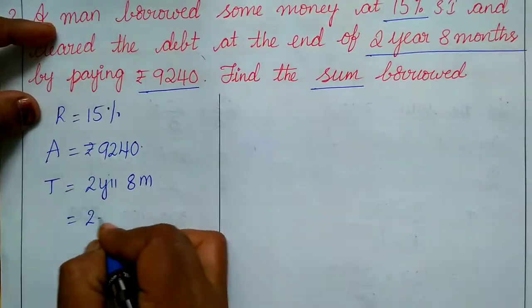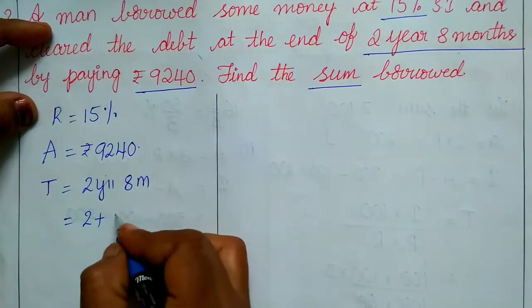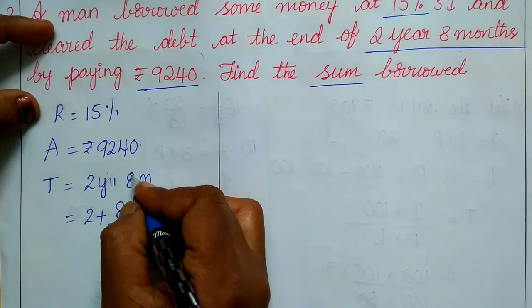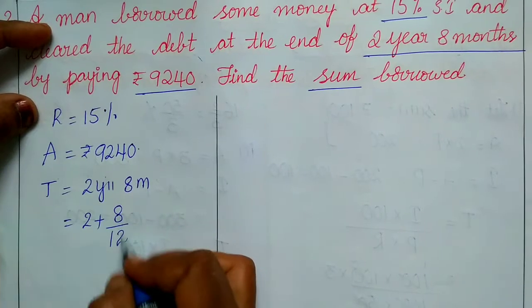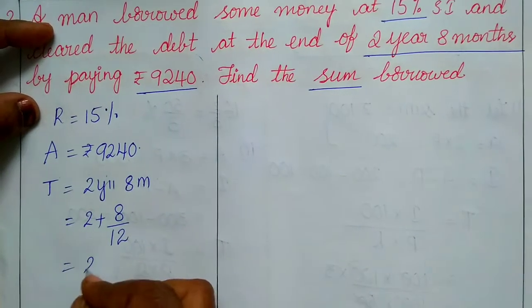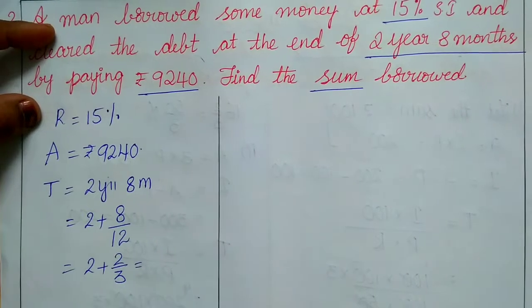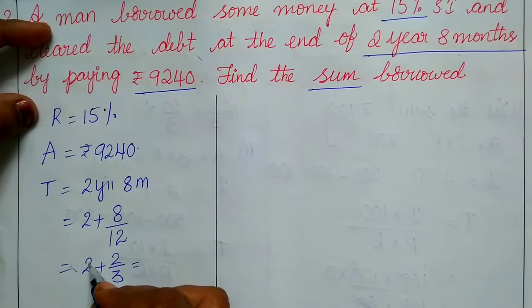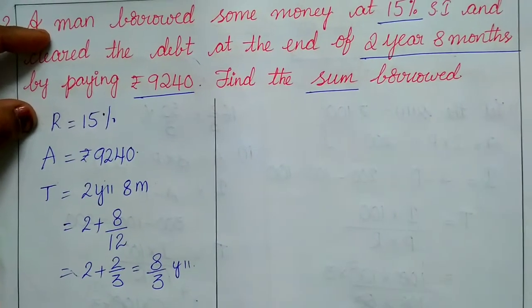Years we keep as they are, but if time is in months, we have to convert those months into years. So just divide 8 months by 12, because 1 year is 12 months. So 2 plus 8 by 12, which is 2 plus 2 by 3. Imagine a mixed fraction and convert it to an improper fraction: 3 twos are 6, 6 plus 2, 8 by 3 years, which is the required time period.